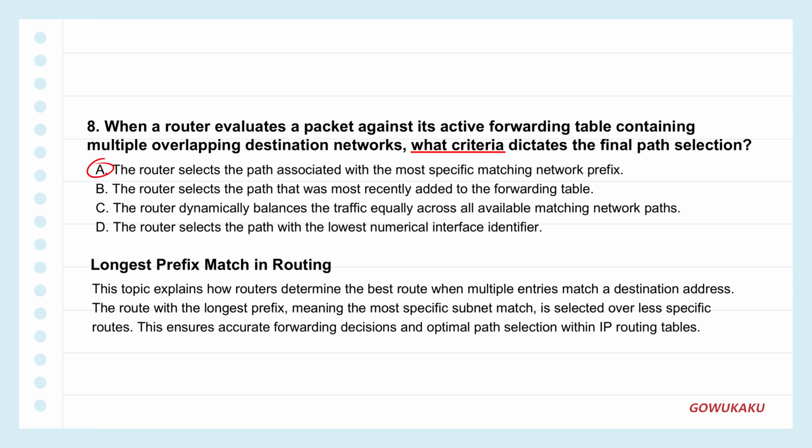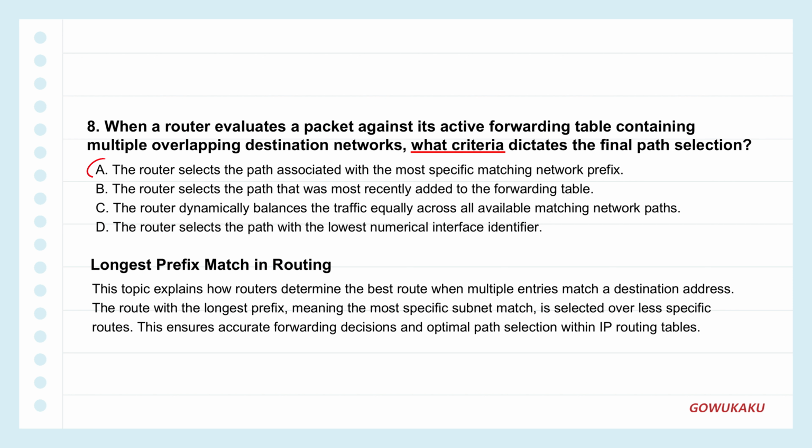Longest prefix match. Right. Under the hood, the router is literally comparing the binary bits of the destination IP address against its routing table. If it has a broad path where 16 bits match, known as a /16 subnet, and another path where 24 bits match, a /24 subnet, it will always route the packet down the more precise /24 path. Okay, but I was actually looking at option C, dynamically balancing the traffic equally. If both the /16 and the /24 technically match, why not just split the load and send half the traffic down each path?